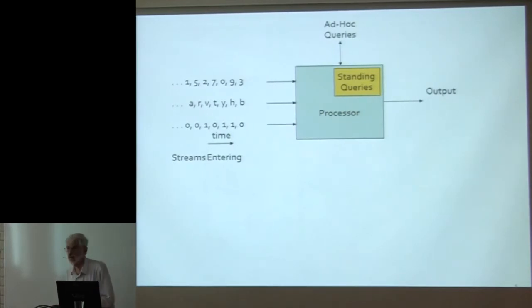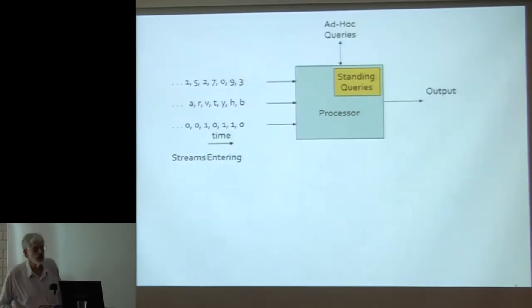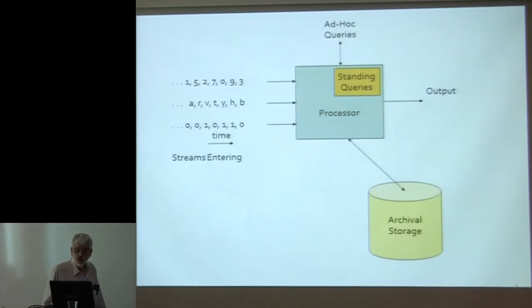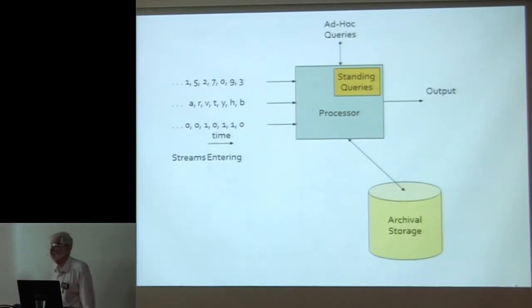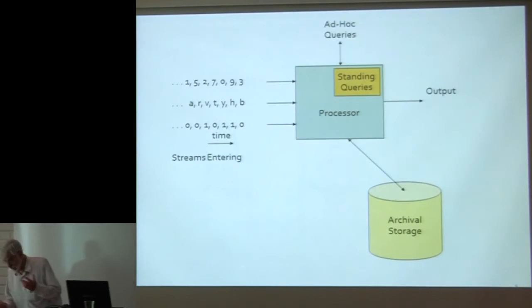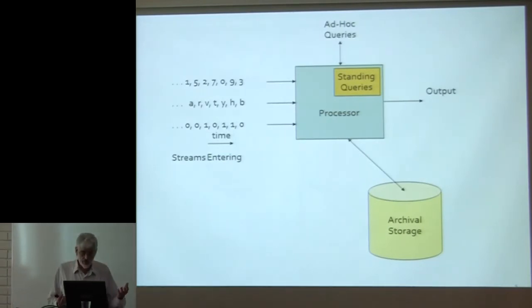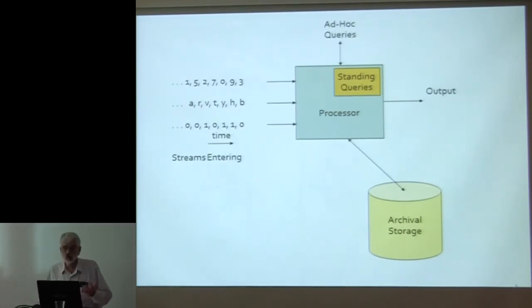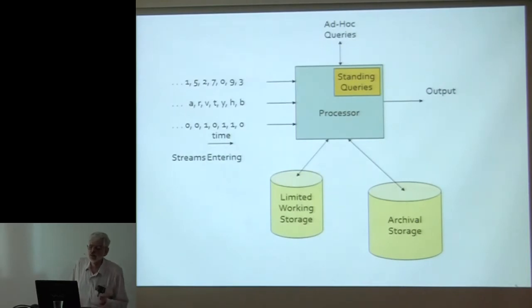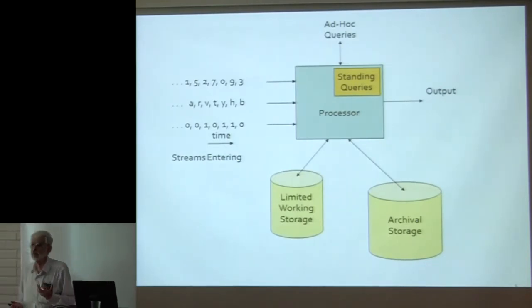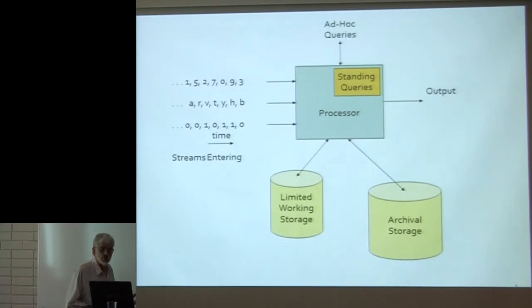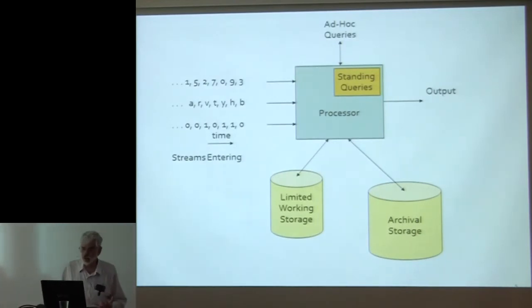It makes outputs occasionally, either in response to ad hoc queries or standing queries. And there's archival storage, which is large enough to store everything, but so large that you can't conveniently compute with it. You can only do that sort of offline. And then you've got some limited working storage, which might be main memory, preferably, might be secondary memory.